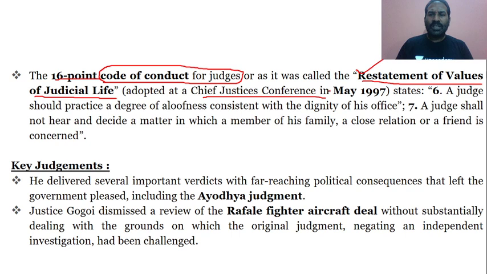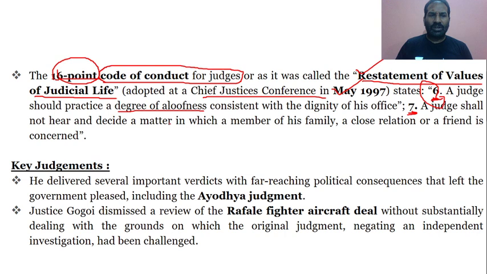Among the 16 points, in regard to our discussion, we will look at the 6th point and then the 7th point. So what does the 6th point state? It states that a judge should practice a degree of aloofness consistent with the dignity of his office. Aloofness in the sense of keeping himself or herself aside. So it's very clear that you should not interfere in a few matters. You should keep yourself aside in a few of the matters. So among the 16 points, the 6th point very clearly talks about the degree of aloofness.